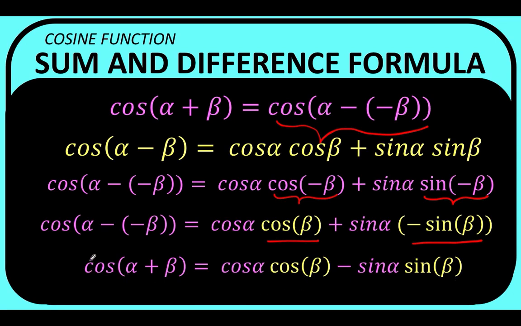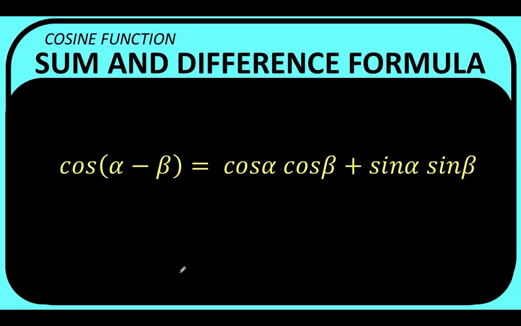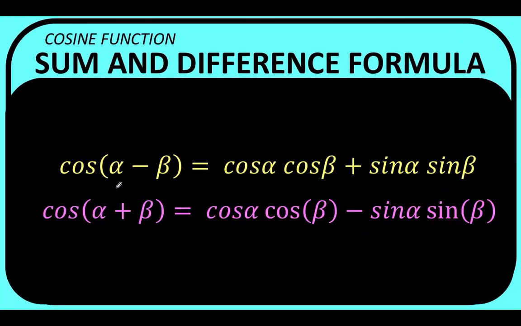Notice now that this is the formula for the sum identity of the cosine function. So at this point, we now have these two formulas, one for the difference, the other for the sum of the two angles. And so we are now able to prove the sum and difference formulas for the cosine function. We'll see you in our next video.